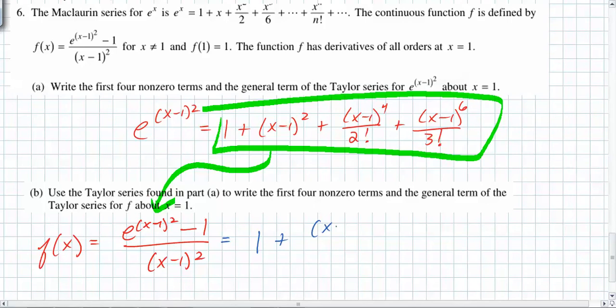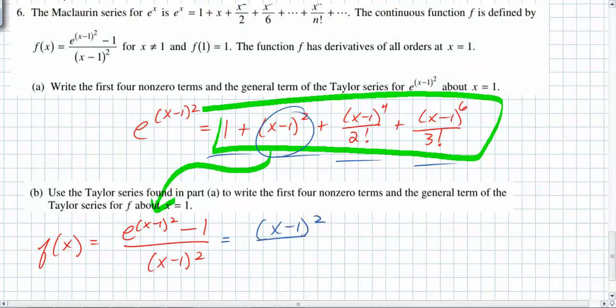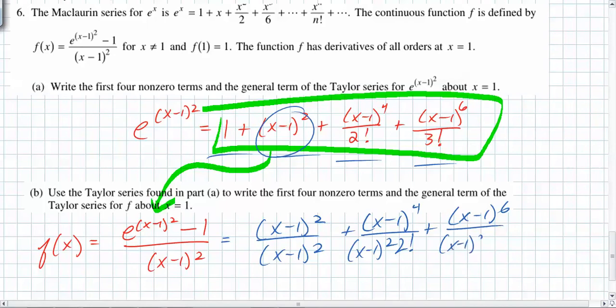So what does it turn into? 1 plus x minus 1 squared over... No, we created a new one because it's this over x minus 1 squared. Every one of these terms gets divided by x minus 1 squared. You subtract 1 first, and that gets rid of the 1. But what's x minus 1 squared over x minus 1 squared? I'll put it in there just so we can have it. x minus 1 squared over x minus 1 squared plus x minus 1 to the 4th over x minus 1 squared 2 factorial plus x minus 1 to the 6th over x minus 1 squared 3 factorial.